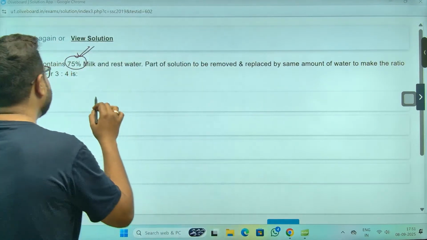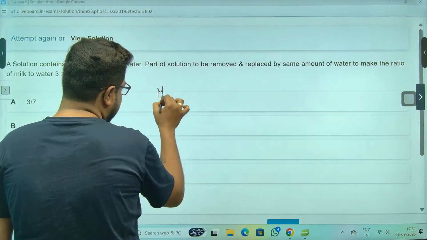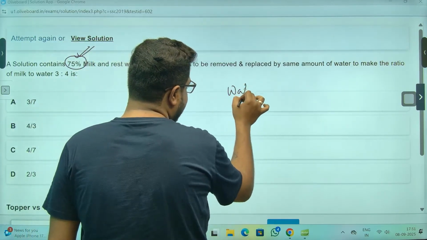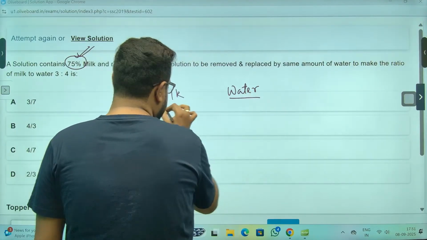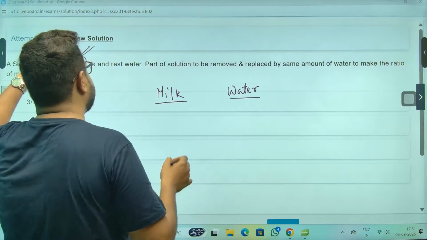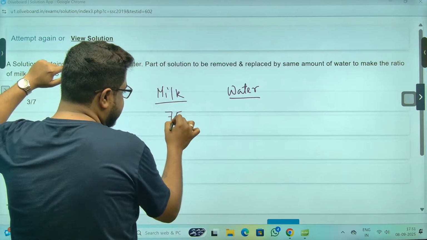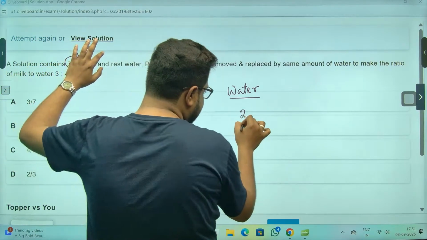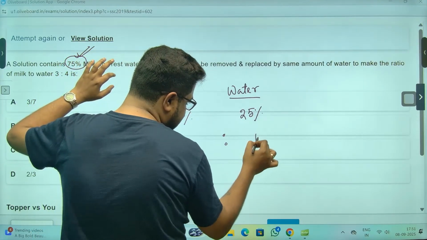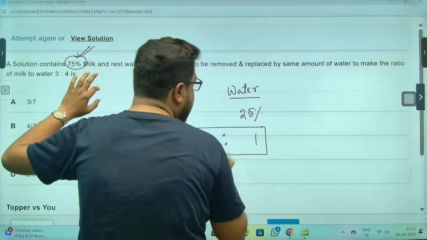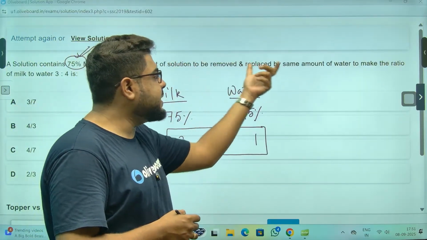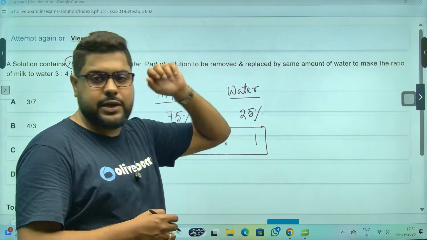Okay sir, milk and water. It's a PYQ. This type of question has been asked in CGL multiple times. Sir, 75% milk, so water is 25%. So the ratio is 3:1. And now what has happened? Some part of the solution has been removed and replaced with water.